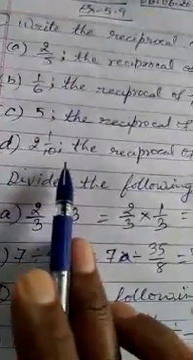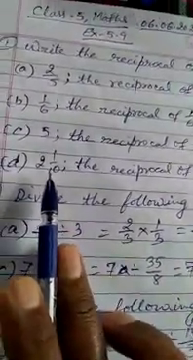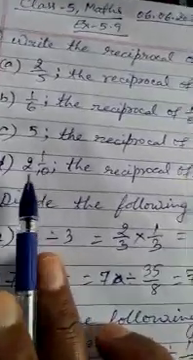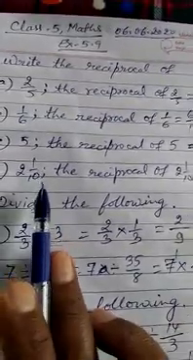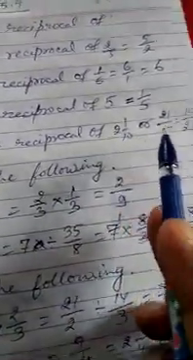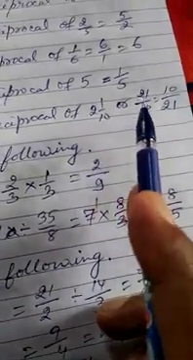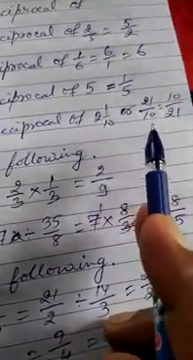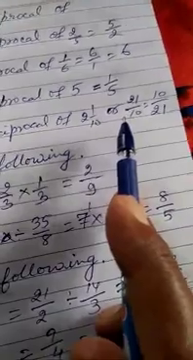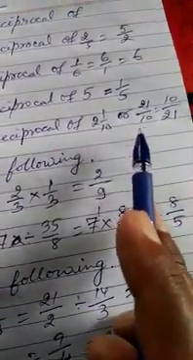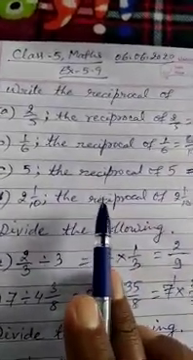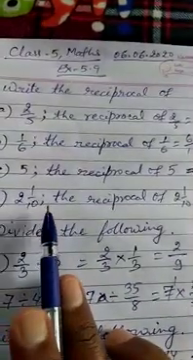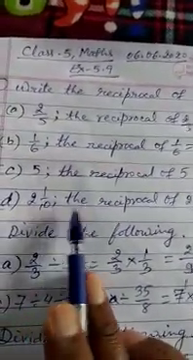Now D, 2 whole 1 by 10. First of all, you will convert this into an improper fraction. This is a mixed fraction, so first you have to convert it into an improper fraction. So the reciprocal of 2 whole 1 by 10: when you convert into improper fraction, this becomes 21 by 10. Now 21 by 10, you will interchange the numerator and denominator. So the answer will be 10 by 21. So it is very easy to find the reciprocal of any fraction. You will interchange the numerator and the denominator.